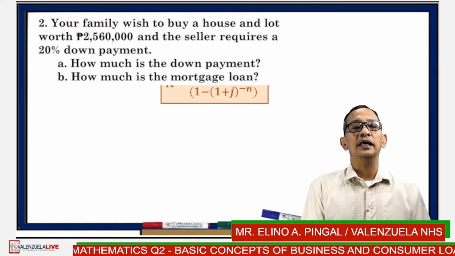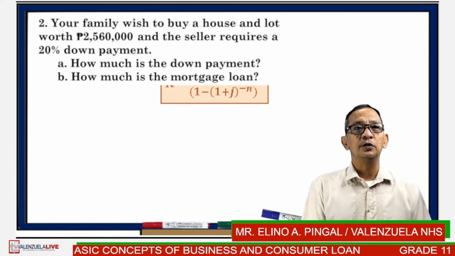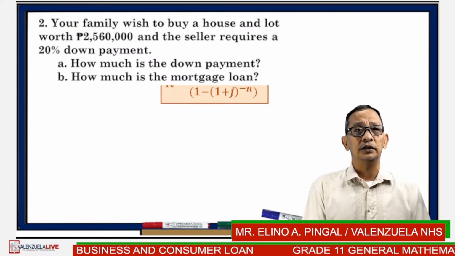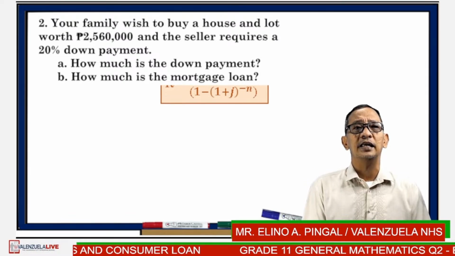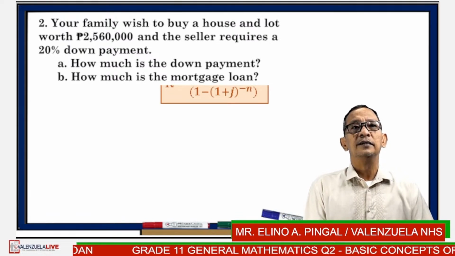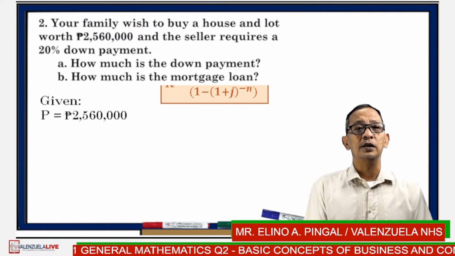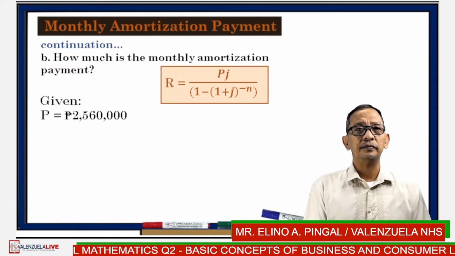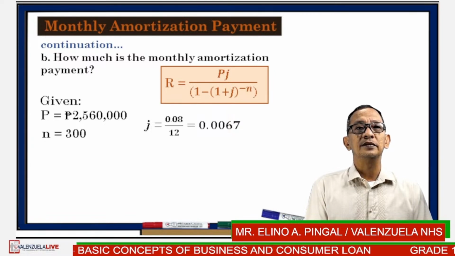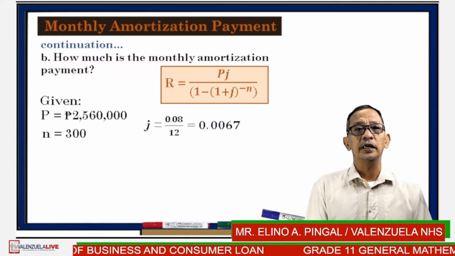Let's look back at the problem and recall the given. Your family wishes to buy a house and lot worth 2,560,000 and the seller requires a 20% down payment. So here, let's have the given: P is equal to 2,560,000. N is equal to 300. J is equal to 0.08 divided by 12. That is equivalent to 0.0067.